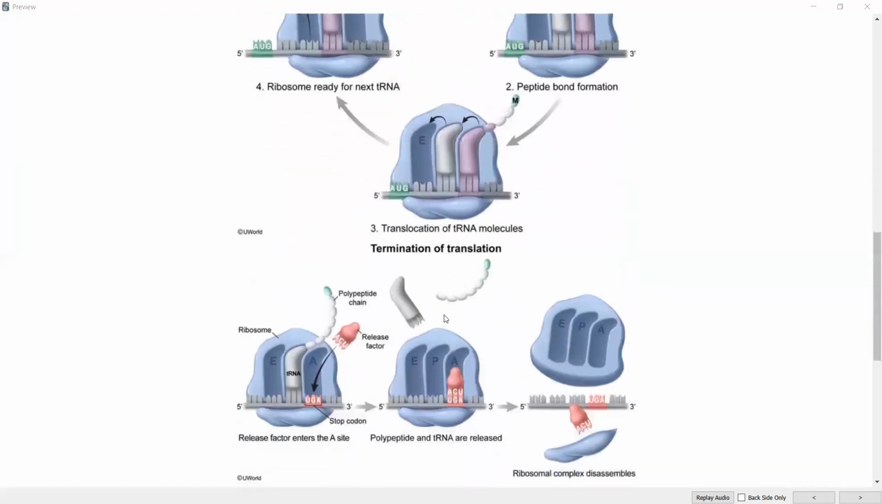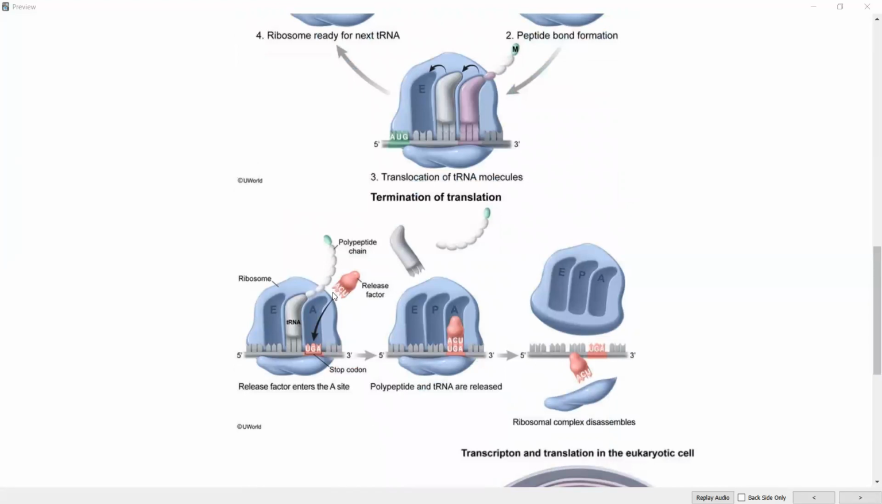Now, how does this end? The stop codon is UGA, UAA, or UAG. Once there is a stop codon, something called a release factor will bind to it. Once that happens, it's over. We're done, and everything is going to separate. And now we have made a protein right there. That's our protein.